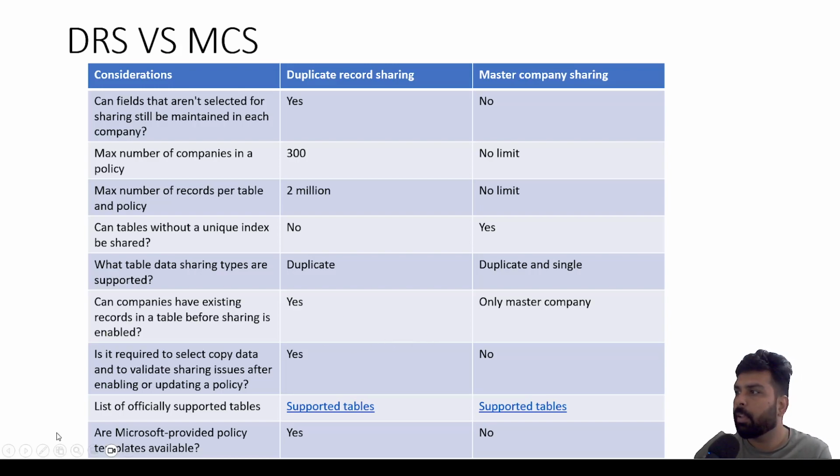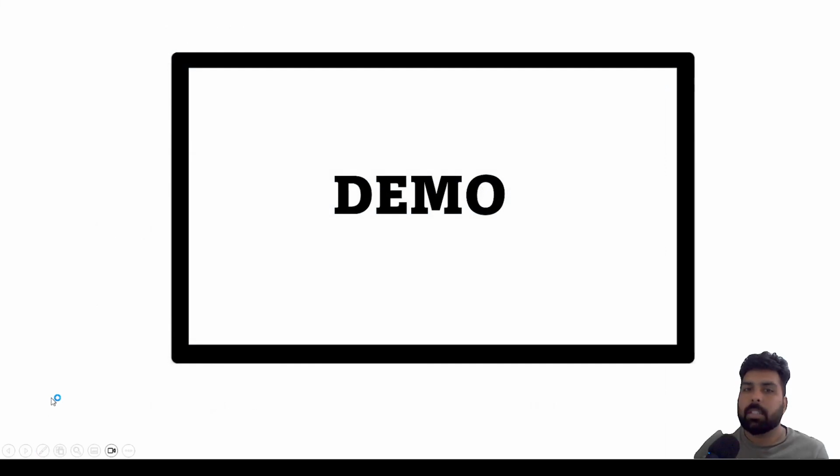Okay, so this was about what cross-company data sharing is, what it offers, what the limitations are, and what considerations you should make. Now let's see how we can utilize this in D365 and how it works. I'm going to take one example around the customer, and we are going to share the customers table and see whether it is reflecting across all the companies or not.